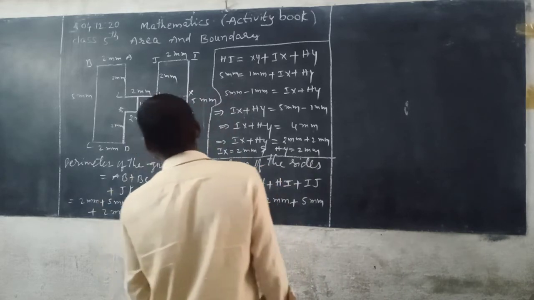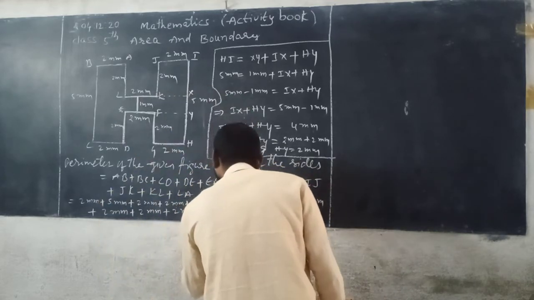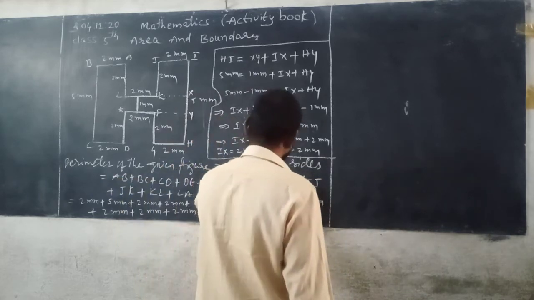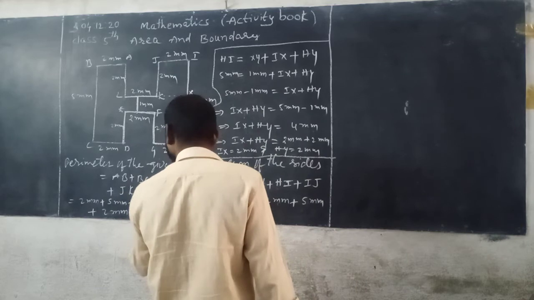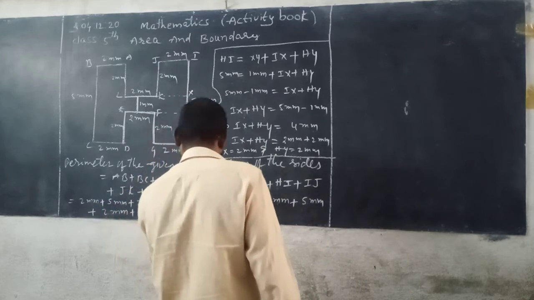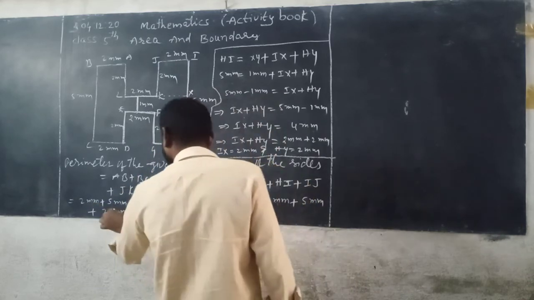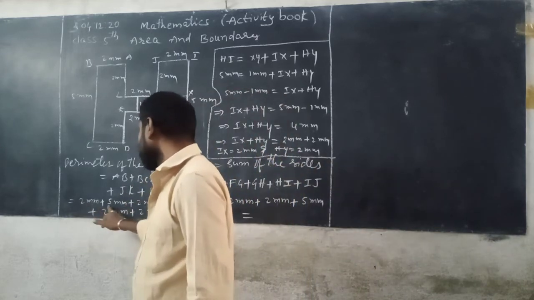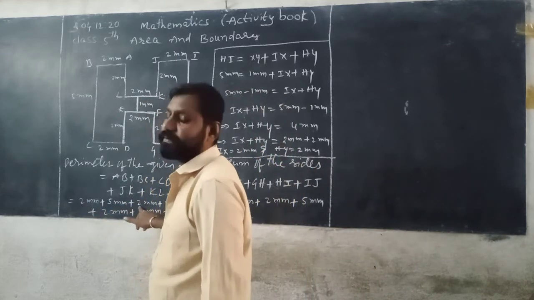LA, that is also 2 millimeter. How many sides? 1, 2, 3, 4, 5, 6, 7, 8, 9, 10, 11, 12. See here, 2 plus 5, 7. 7 plus 2.